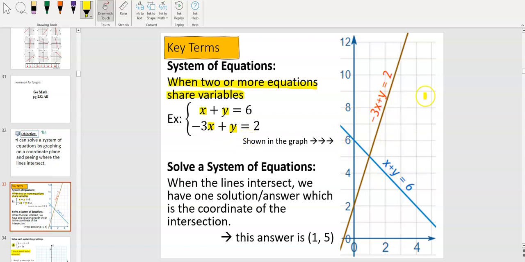Okay, and then the example, which is on your notes already, is shown in the graph. So they graphed these two lines here, and you can tell that where the two lines meet, right here, would be our solution. So when the lines intersect, we have one solution. The solution for this problem is (1, 5), because we're looking at x and y, and the x is at 1 and the y is at 5. So where the two lines meet is (1, 5). That is our answer.